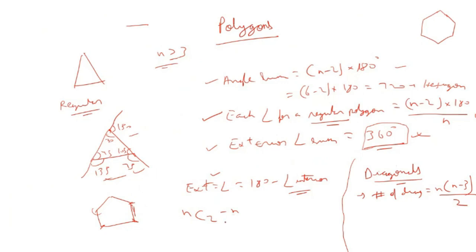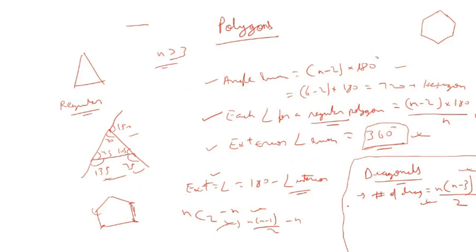So you just subtract the sides to avoid that double counting, and NC2 minus n will give you the number of diagonals. When you simplify it, it gives you n into n minus 3 by 2, because NC2 is nothing but n into n minus 1 by 2, minus n will give you this result. n into n minus 3 by 2 is the total number of diagonals. Now, this is a pretty common result, very standard, and people know this result.